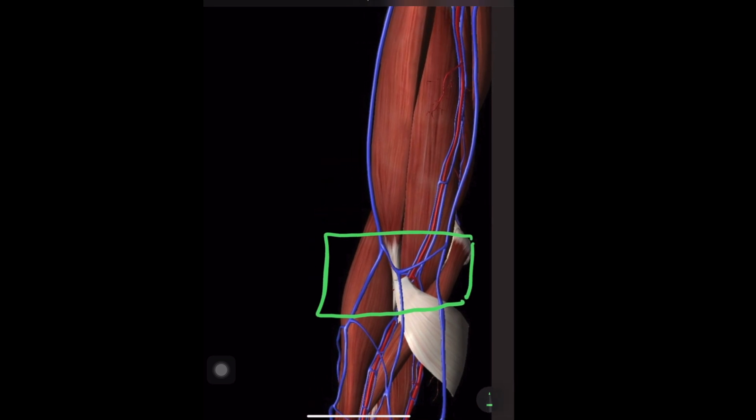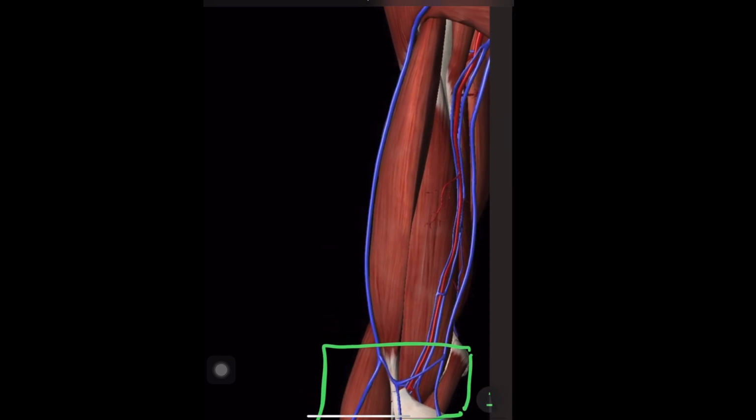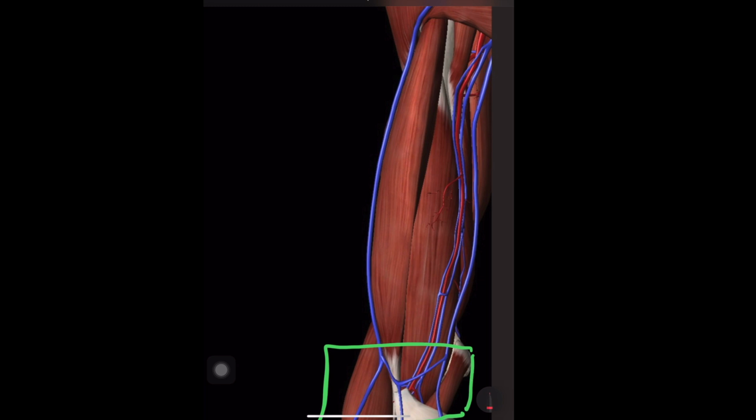The brachial vein continues its course along the brachial artery and ultimately drains into the axillary vein. Here you can see there are two brachial veins along the brachial artery.